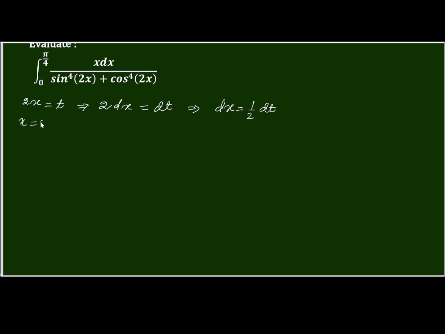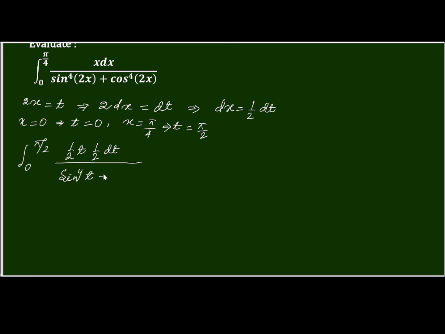X was 0, lower limit, so t is also 0. And when x was pi by 4, t equals 2x, that will be pi by 2. So it will be 0 to pi by 2, half t, half dt, whole over sine power 4t plus cos power 4t.